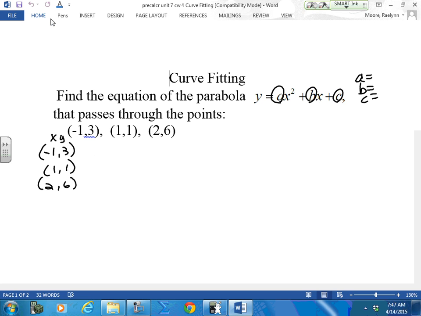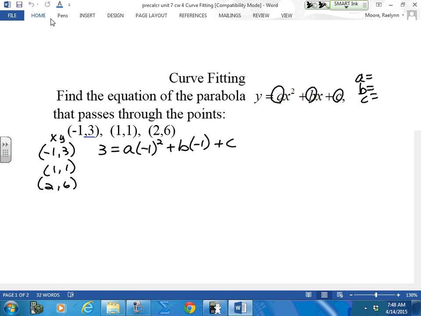your y in this case is what? 3. A, I don't know. X is my -1. Be careful with the negative. Plus B, I don't know. My X is -1. Plus C. And I don't know C.